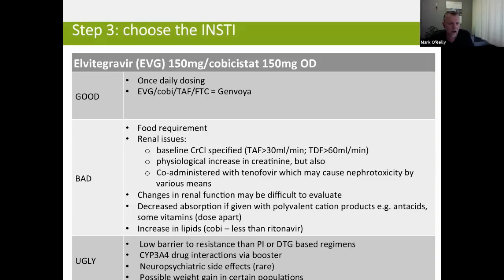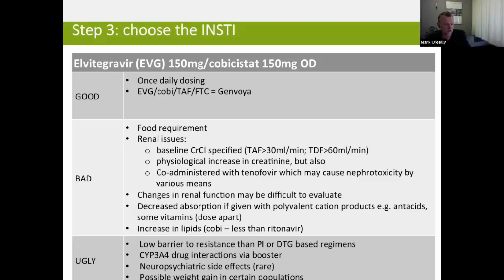It can, again, have its absorption decreased with co-administration with polyvalent cation-containing medications, such as medications containing aluminium, calcium, and iron, as we discussed earlier. So same issue. You need to space the dosing of those medications and these integrase inhibitors, and it can cause an increase in lipids, as does the other booster ritonavir, but Cobi to a lesser degree than ritonavir.